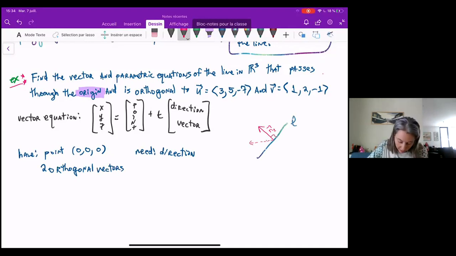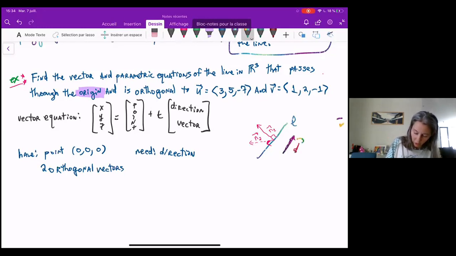I have that, and I have, oh my gosh, I'm sorry, I'm so terrible at this. Oh my gosh, I hate drawing in 3 dimensions. Okay, well, pretend that you can see that.